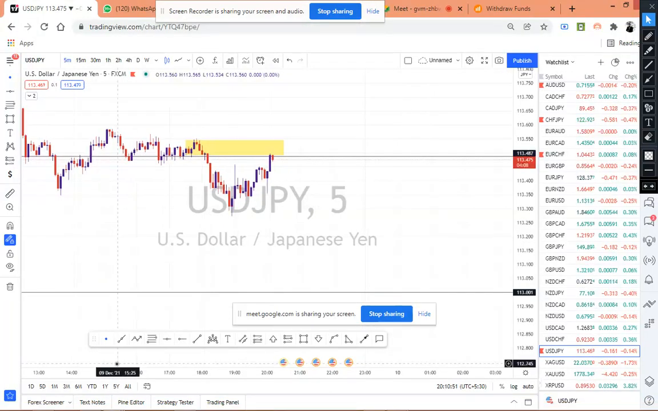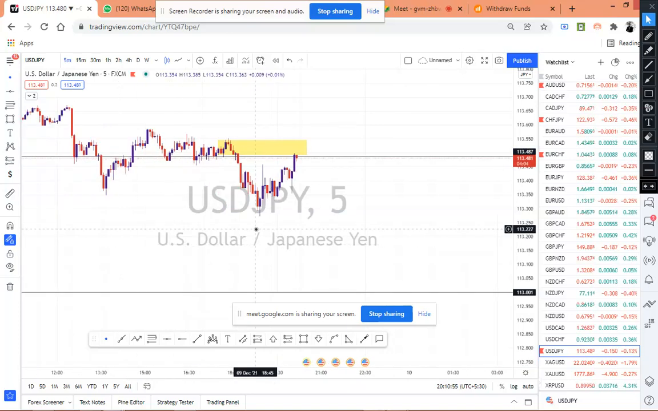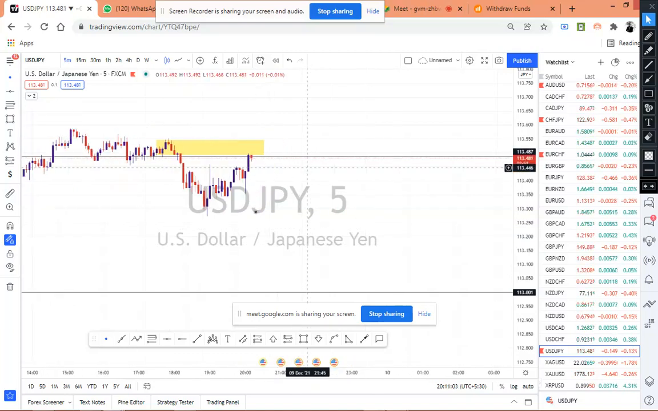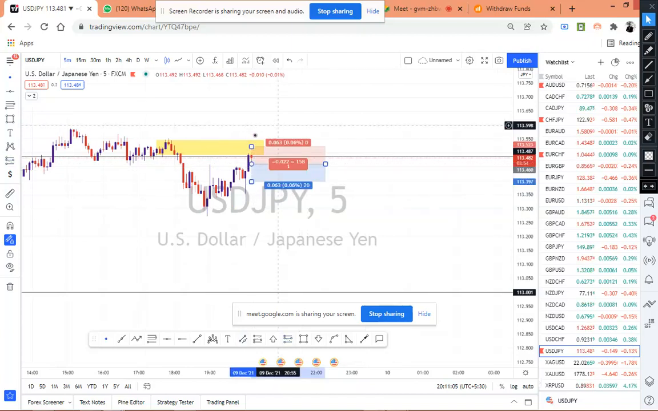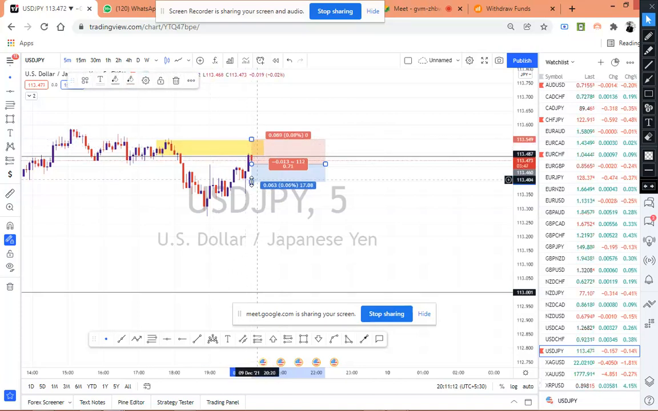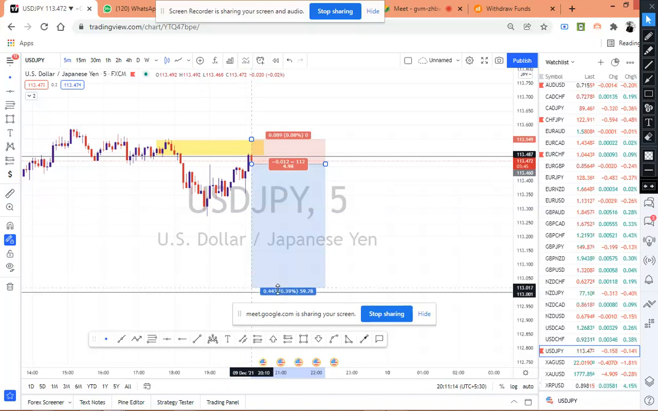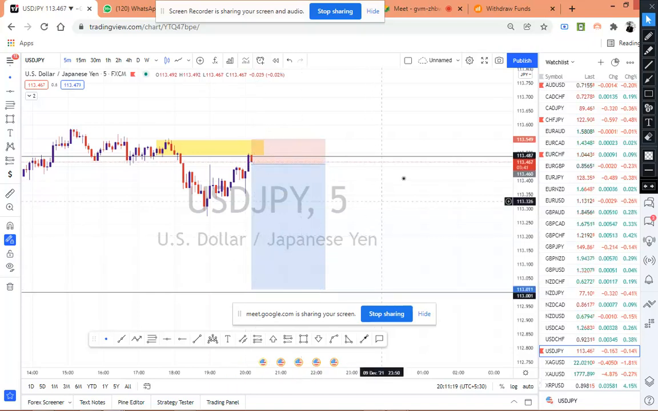Any rejection? Okay, what I'm going to do now, I will simply place the trade after this candle. If this candle closes as red, then I'll place the trade. My stop loss will be very tight. Okay, 8 pips stop loss. My target will be this level, 45 pips.